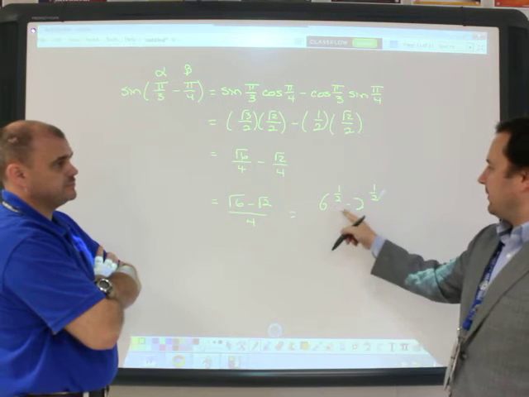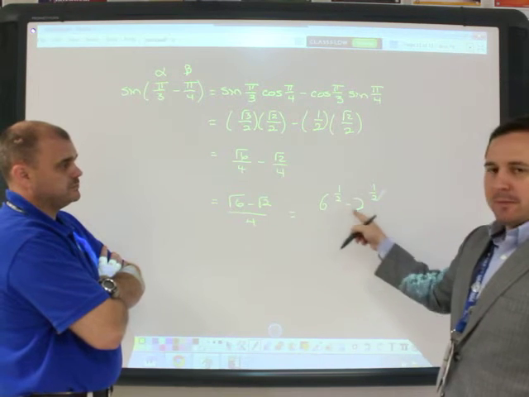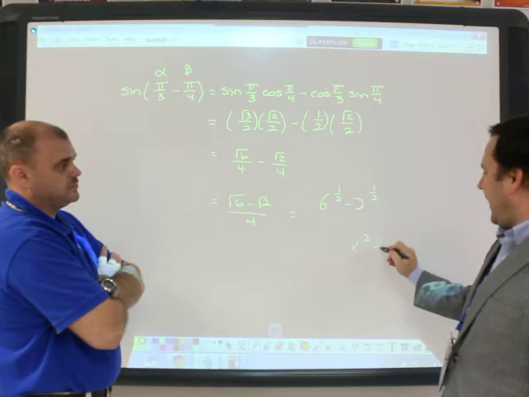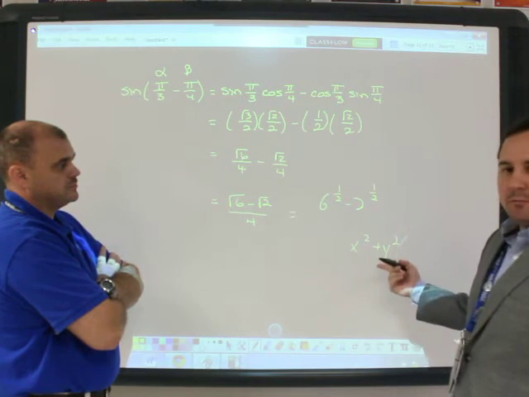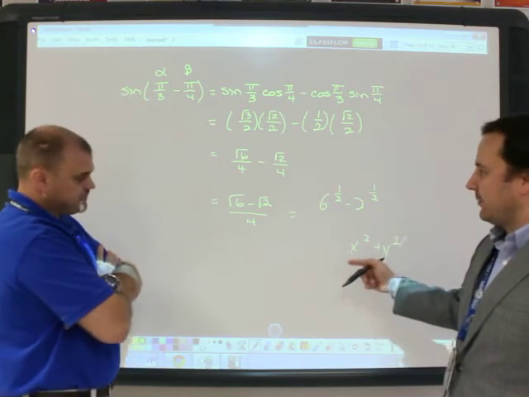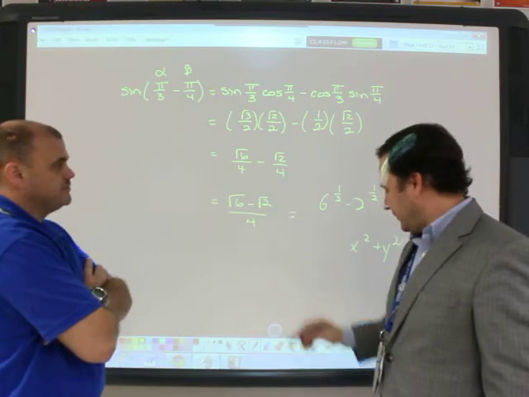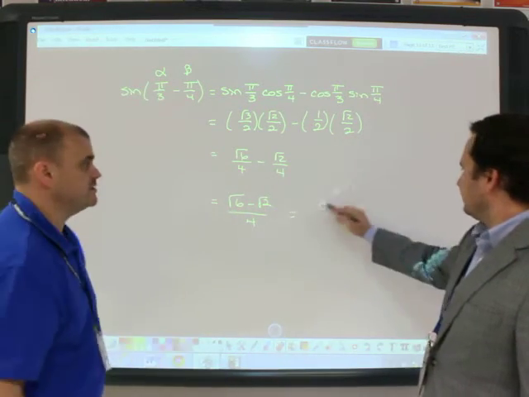These are terms where the exponents are the same, but the bases are different. That would be like adding x squared and y squared. You can't do it. They are unlike terms. So that's it. We're done with that.